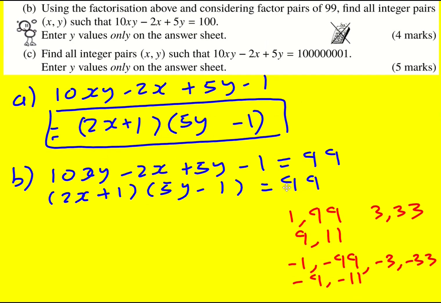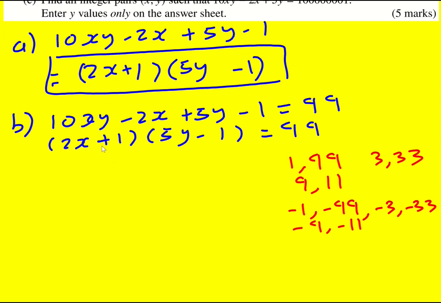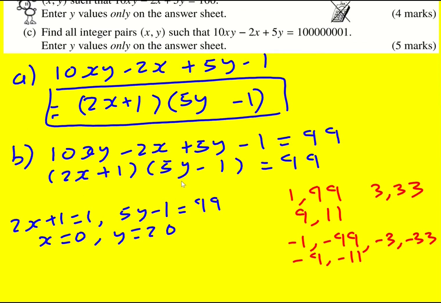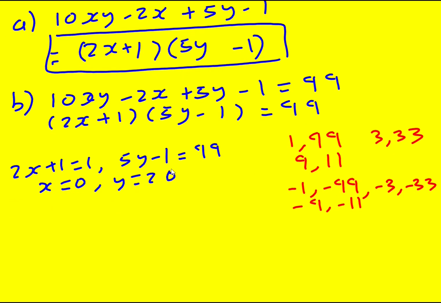Okay, and then we can just take each pair in turn. We're going to have lots of different possibilities. So for example, 2x plus 1 could equal 1, and 5y minus 1 could equal 99. And then this would give me x is equal to 0 and y is equal to 20. And so I found an integer pair solution.